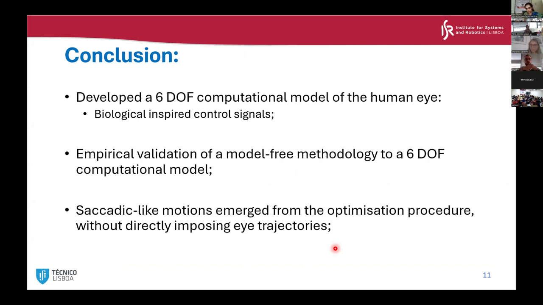a human eye using 6 degrees of freedom and controlled it with biologically inspired control signals. We also empirically validated a model-free methodology to control these kinds of systems, with saccadic-like movements emerging from this optimization procedure without directly imposing the trajectories that we know are correct.